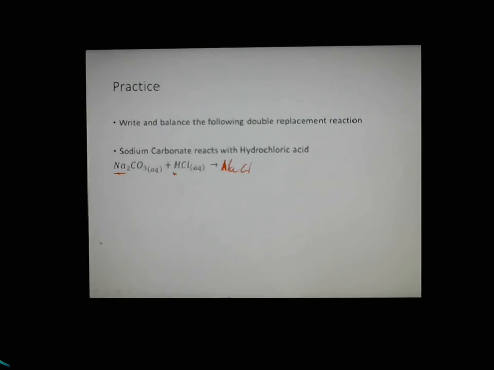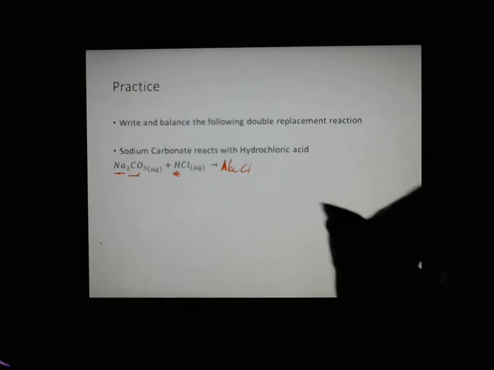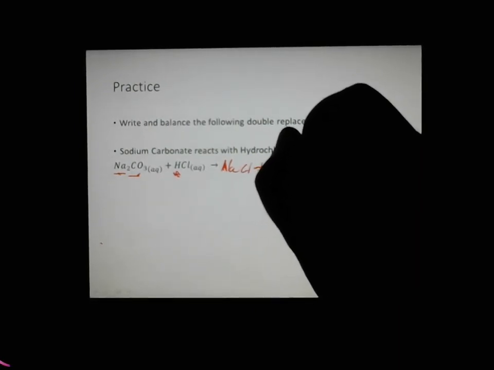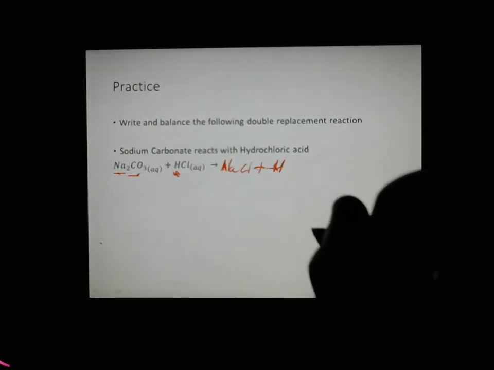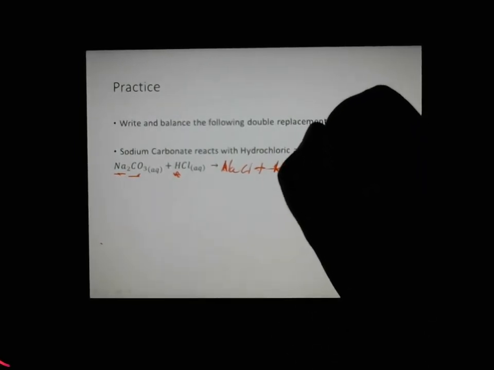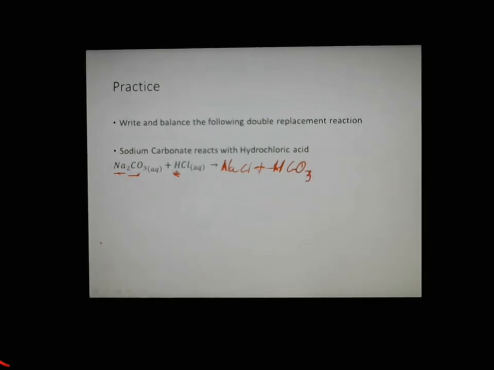With the Cl, and that means the hydrogen here, our H, has to be hooking up with our CO3 over there. H and then CO3. Alright, messy handwriting aside, unfortunately I can't quite fix this pen quickly right now, so I'm going to have to deal with that later.